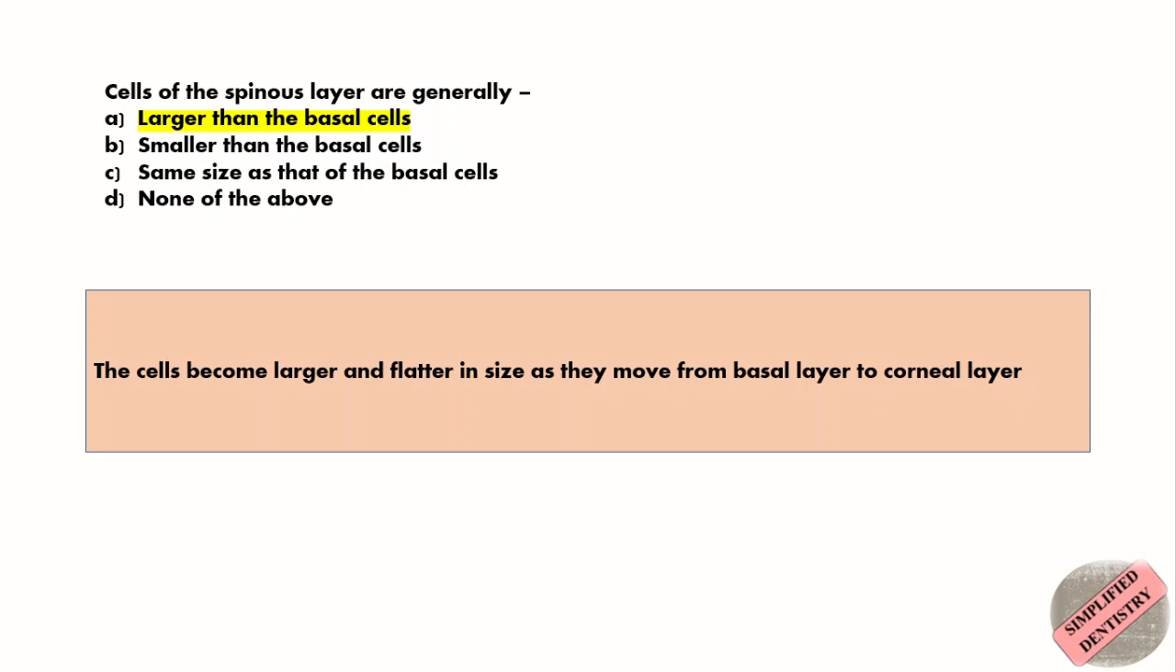Third question is, epithelial cells which ultimately keratinize are known as option A, keratinizing cells, option B, melanocytes, option C, non-keratinizing cells, and option D, clear cells. So the keratinizing cells are the ones which keratinize. So the answer is option A, that is keratinizing cells. So the epithelial cells which ultimately keratinize are known as keratinizing cells.